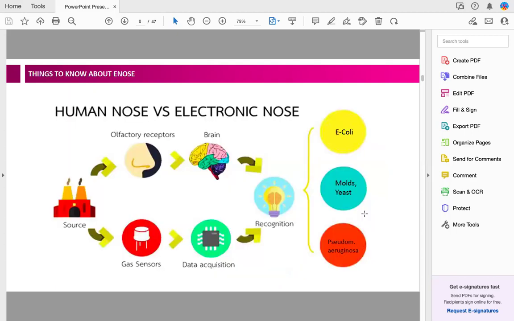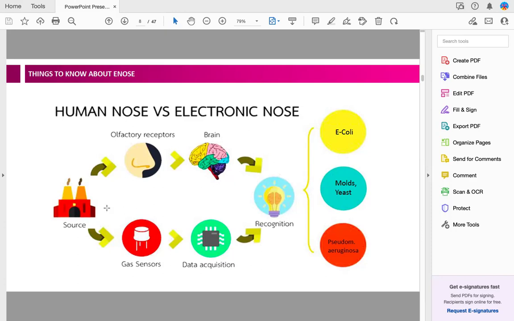So this is a comparison between enos and human nose. For human, we have receptors as well in our nose, and the brain will analyze whatever information the receptors give to the brain, and you have a conclusion. Okay, this is coffee, this is serai, this is daun kesum.